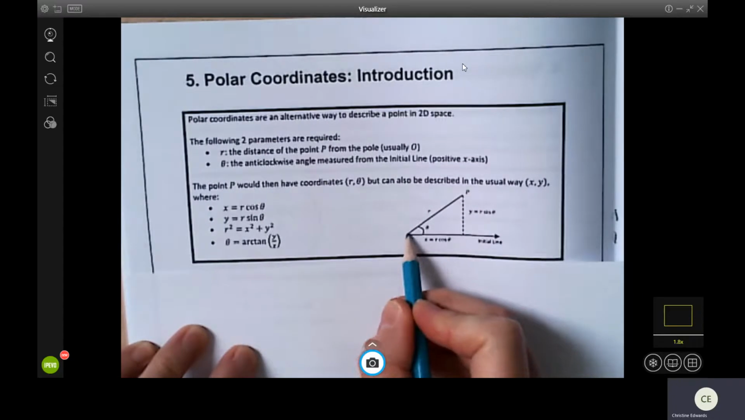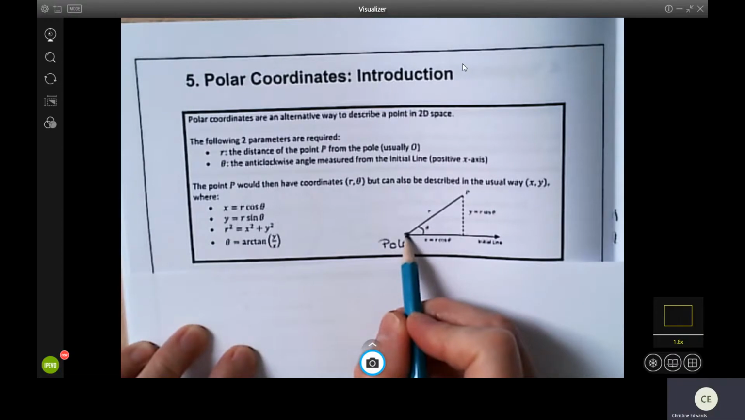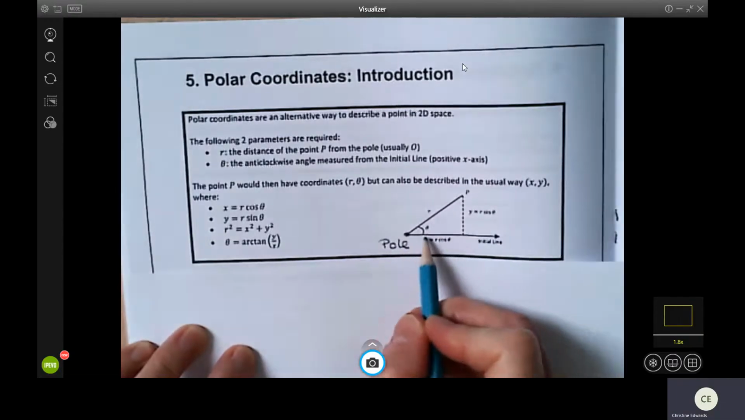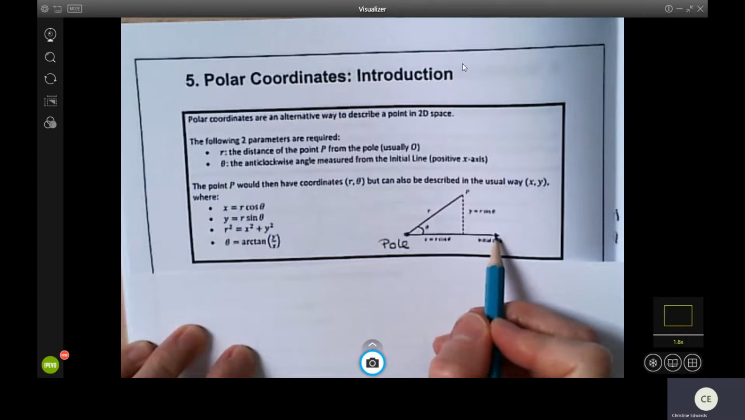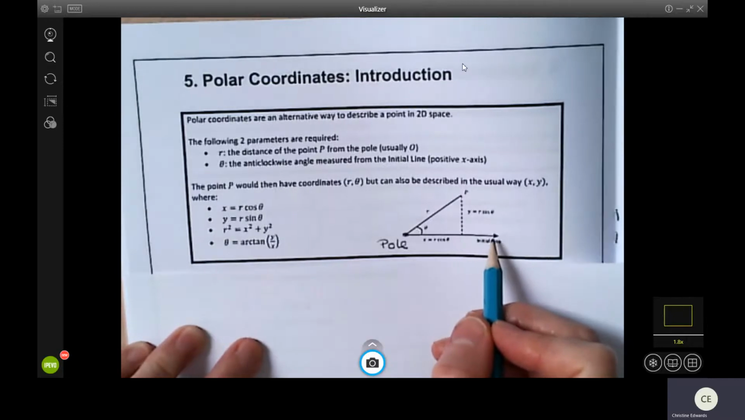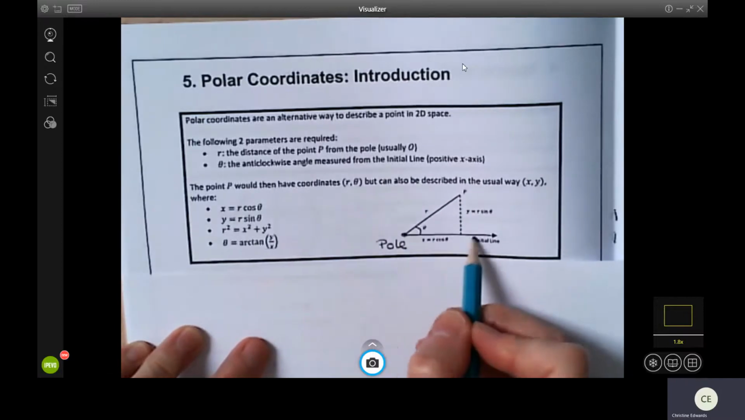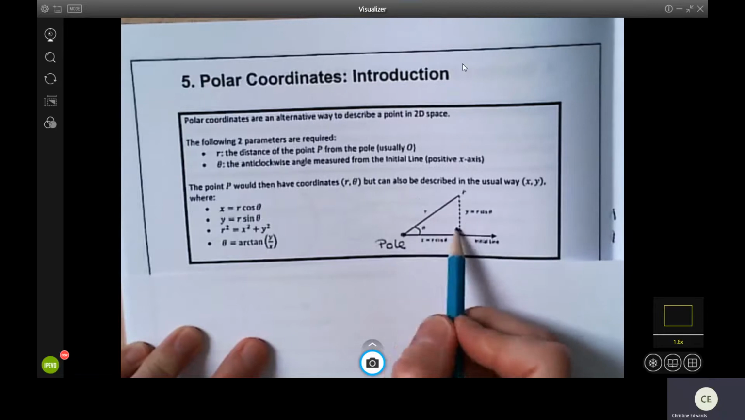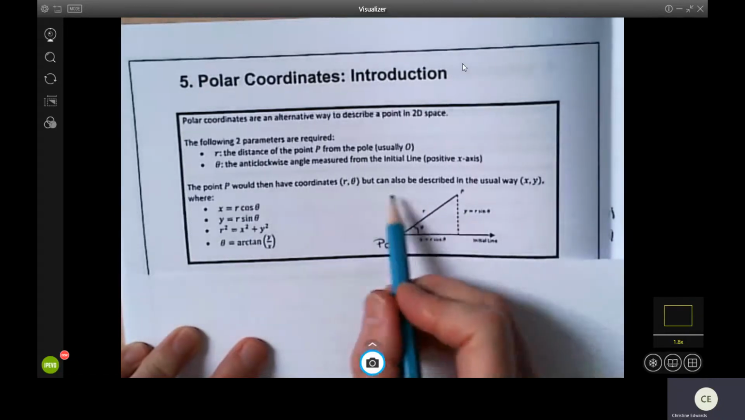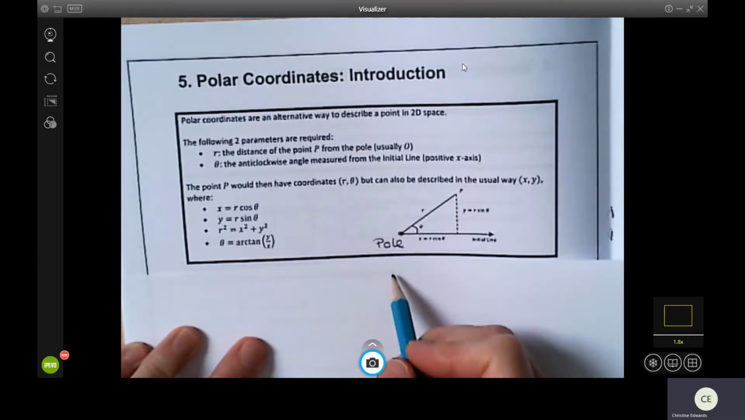We have what we call the pole, and we have an initial line, which is the horizontal line where the positive x-axis would be if we were thinking about a set of coordinate axes. All we have when we have polar axes are the pole and the initial line. Positive direction is anti-clockwise from the initial line. The negative direction is clockwise from the initial line.